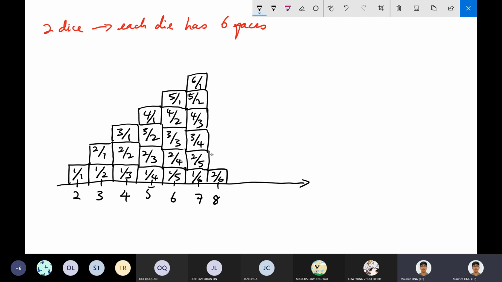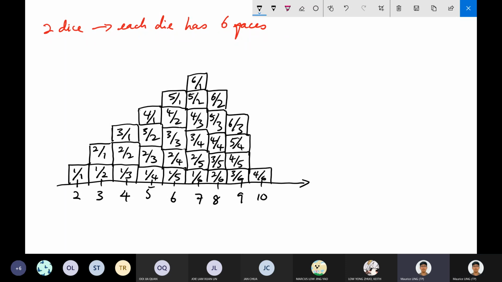After that, yep, 3 and 5, 4 and 4. Any more? 5 and 3, and 6 and 2. Okay. 9: 3 and 6, you just reverse it back, right? Next, 4 and 5, 5 and 4, correct. Then 6 and 3. Then it gets easier already. 4 and 6, 5 and 5, 6 and 4, correct. 11: 5 and 6, and 6 and 5. And finally, you have 12, correct. So here is 6 and 6.